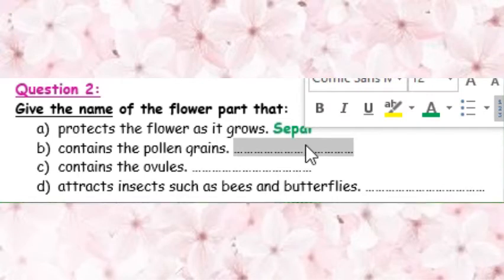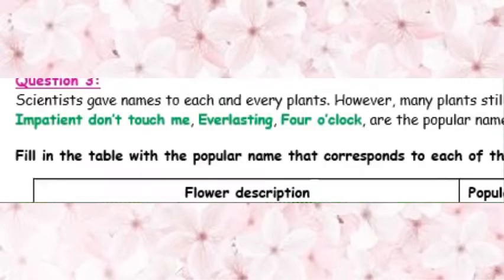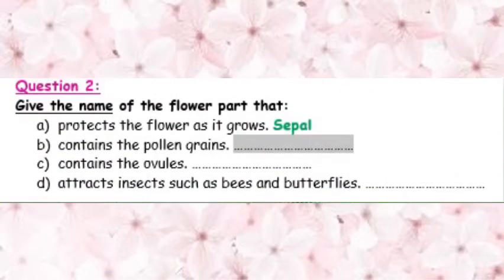Which part of the flower contains the pollen grains? This yellow, beautiful powder needed to make seeds. The anther. So the anther is the flower's part that contains the yellow pollen grain.